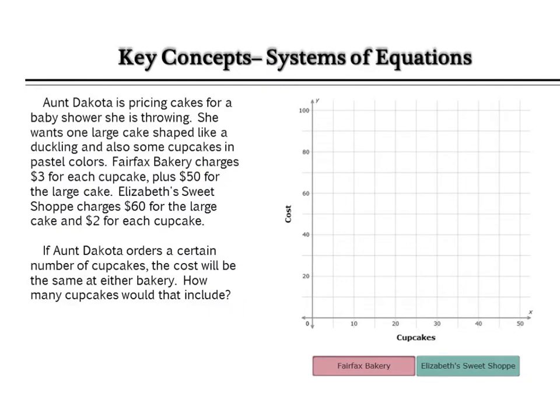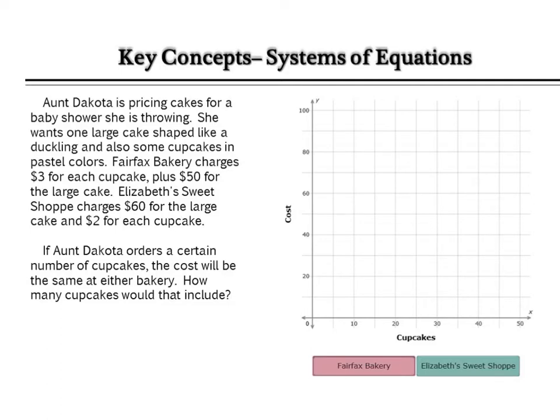Here's an example of what you're going to be doing. I'll read the problem and I'll explain how to do it. Aunt Dakota is pricing cakes for a baby shower she is throwing. She wants one large cake shaped like a duckling and also some cupcakes in pastel colors. Fairfax Bakery charges $3 for each cupcake plus $50 for the large cake, and Elizabeth Sweet Shop charges $60 for the large cake and $2 for each cupcake. If Aunt Dakota orders a certain number of cupcakes, the cost will be the same at either bakery. How many cupcakes would that include?